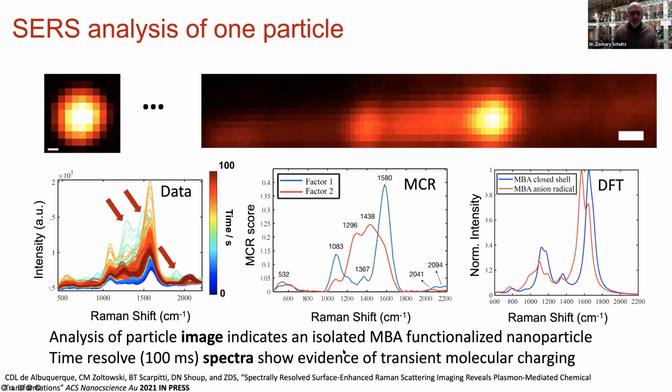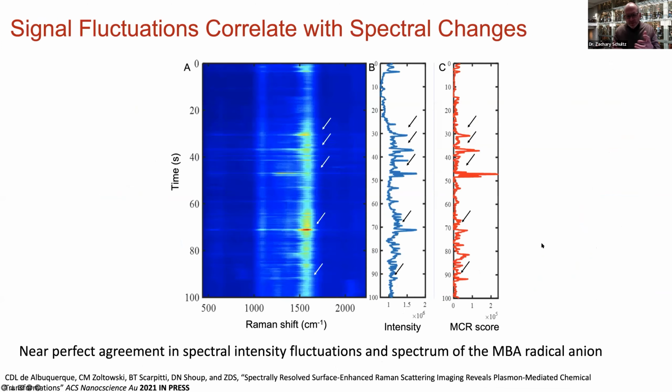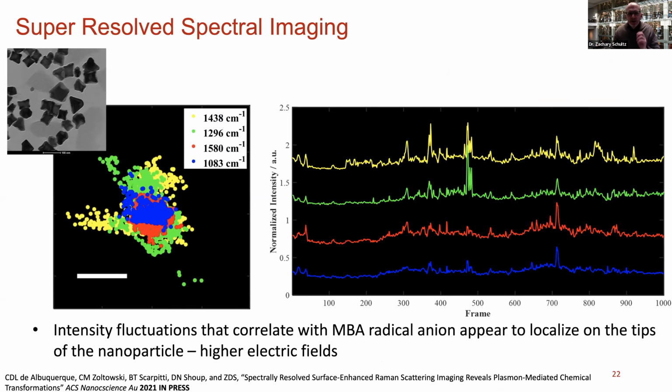Doing this, we can actually resolve dynamics on tens to hundreds of milliseconds, looking at things that are changing around these particles. And we've been able to do some DFT calculations to model that. And we can show that the fluctuations seem to arise from changes in the molecules. I'm running out of time, so I'm going to skip over this a little bit.